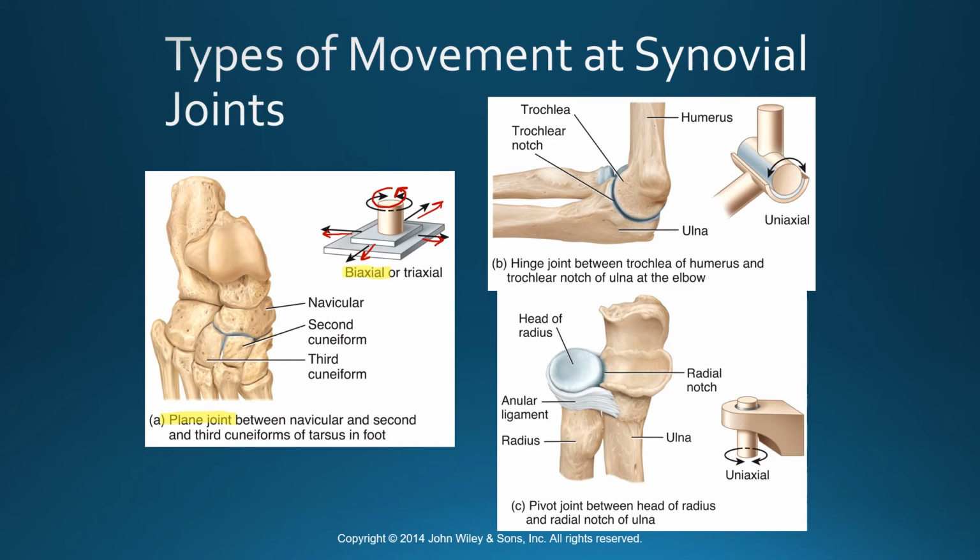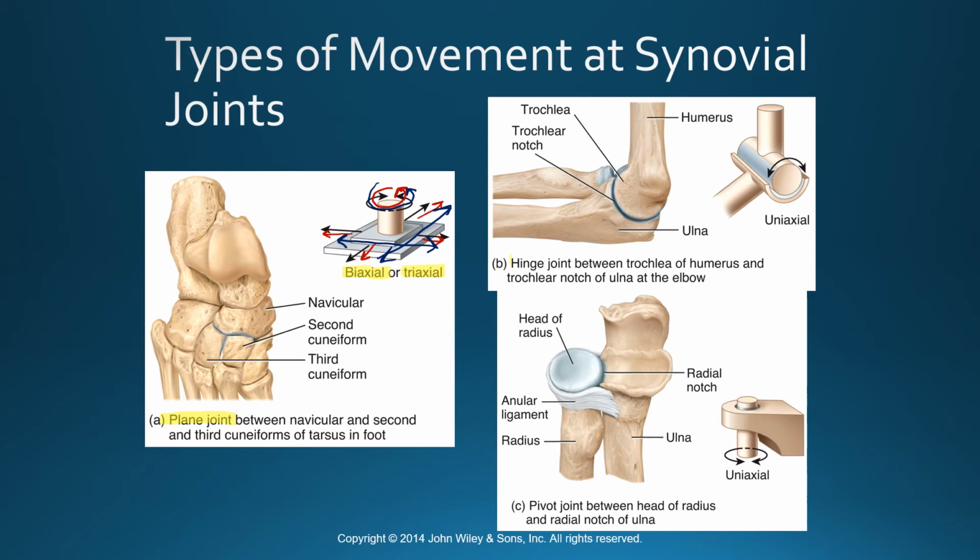So we're going to have one axis running this way, and then a second axis running this way. So it is biaxial. And if it does have rotational movement, then it's actually going to be termed triaxial. This means that it allows movement in 3 axes. Some examples of plane joints are the intercarpal joints or intertarsal joints, also the acromioclavicular joint, and the sternocostal joint as well.